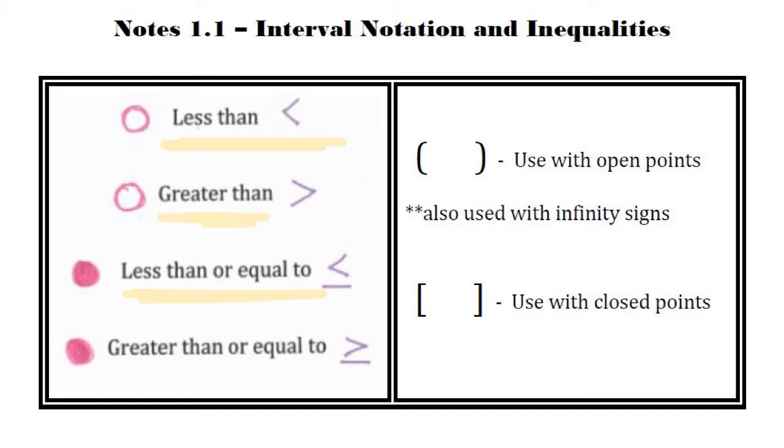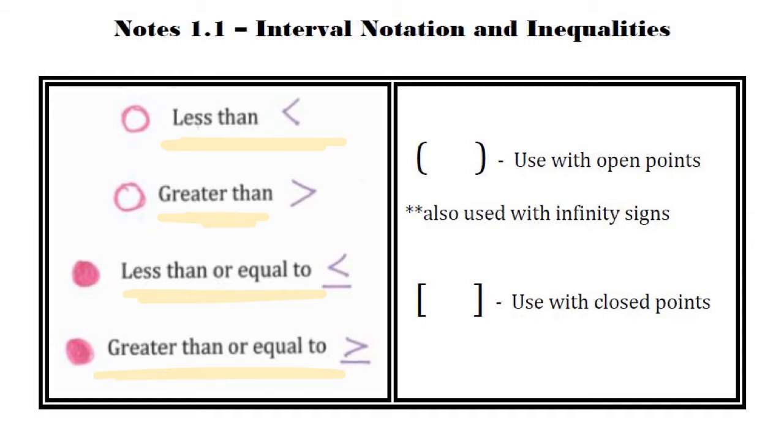So if I said I want to include all values that are less than or equal to 5, that means I would count any number smaller than 5 and all the way up until 5. The other one you would see with inequalities, greater than or equal to.